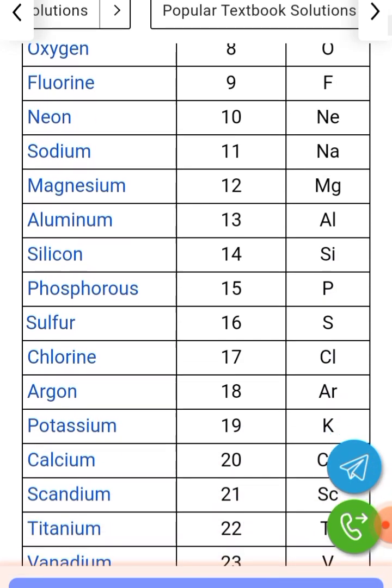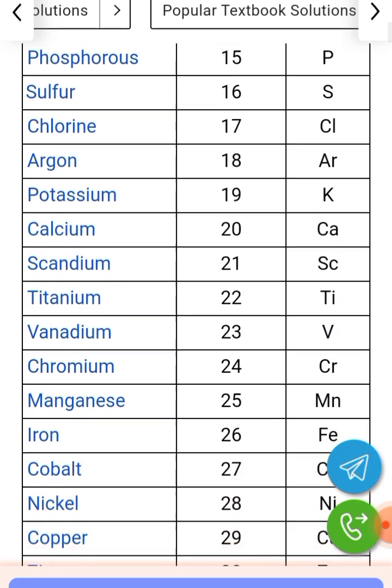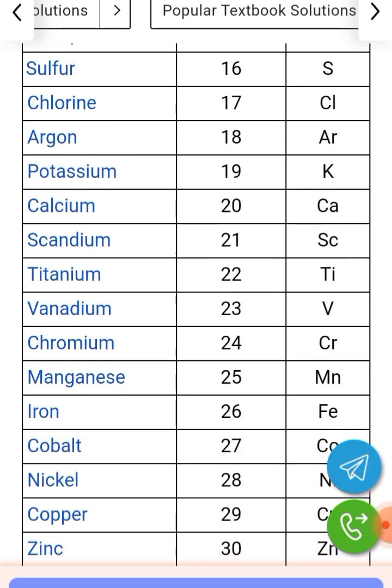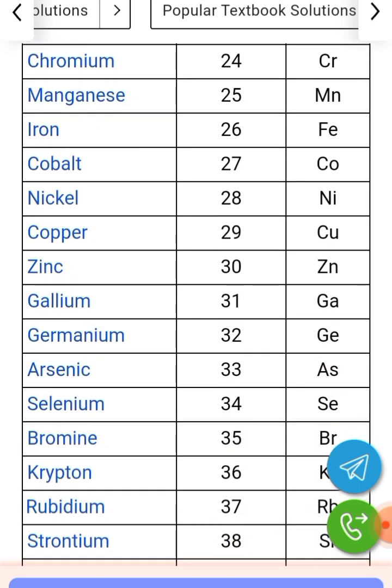Then check the symbol for sodium, Na. Take note of that. Magnesium, aluminium, phosphorus, silicon, sulfur, chlorine, argon. Check the symbol for potassium, K. Take note of that. Then we have calcium, scandium, titanium, vanadium, chromium, manganese, iron, cobalt, nickel, copper. Check the symbol for copper. It's not Co, it's Cu.